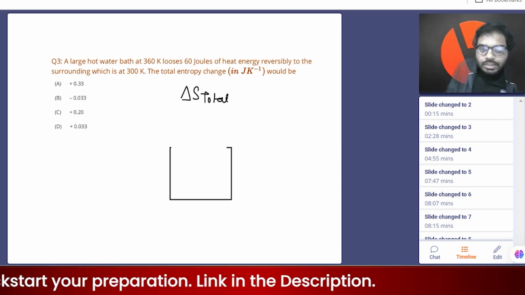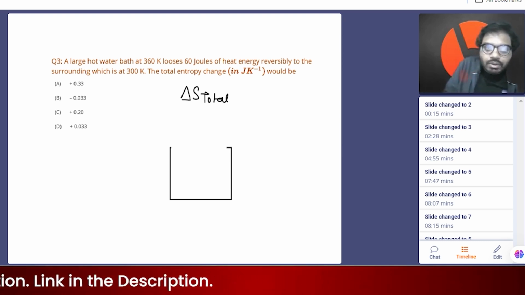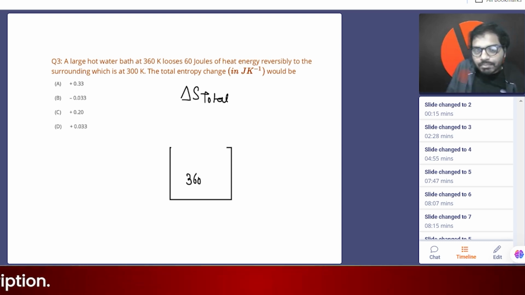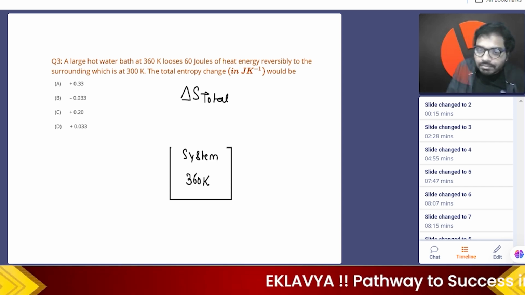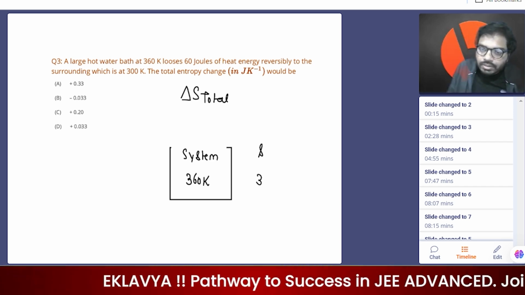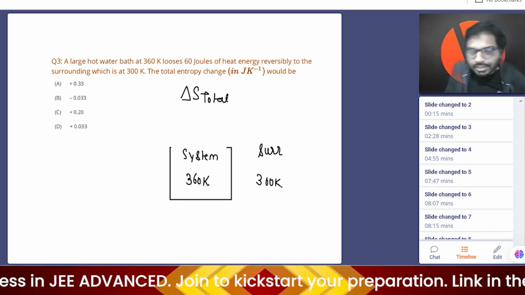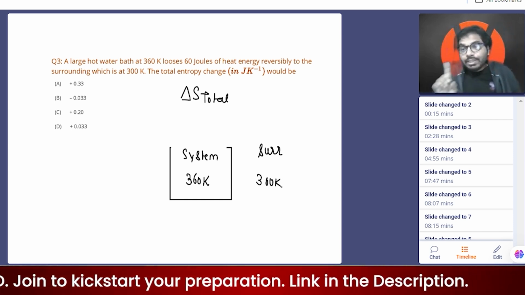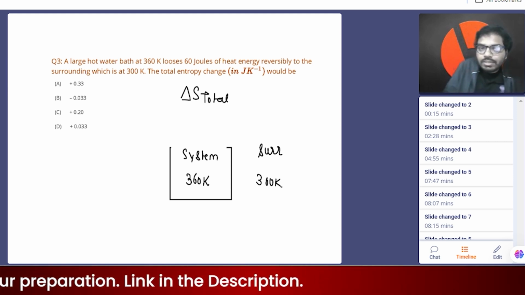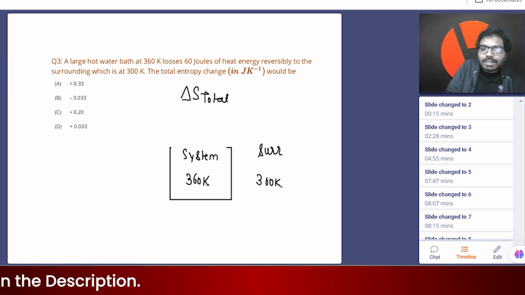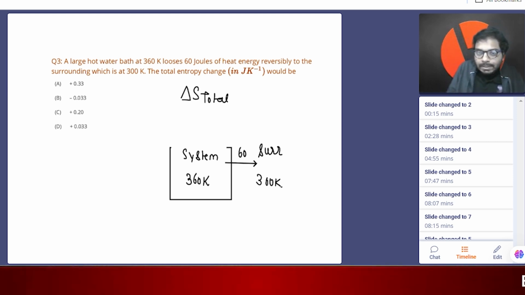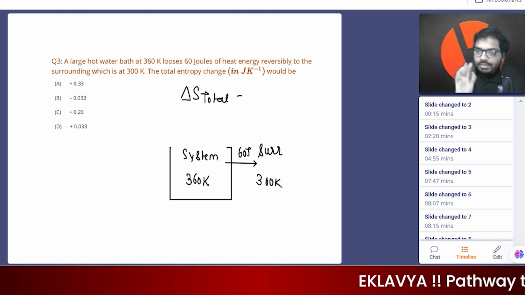What the question is saying here is that a larger hot water bath is there and the temperature is 360 Kelvin. We can say this is our system where the thermodynamic process is going on, and this is our surrounding, whose temperature here is 300 Kelvin, and heat is lost. So they are saying heat energy is lost, so heat transfers from system to surrounding. This 60 joule heat is transferred up to here. It's clear.